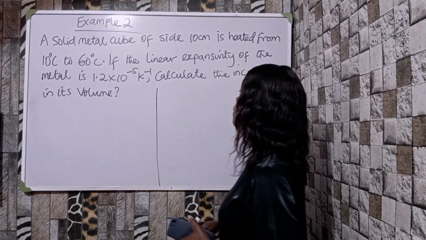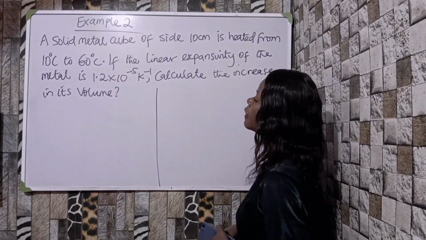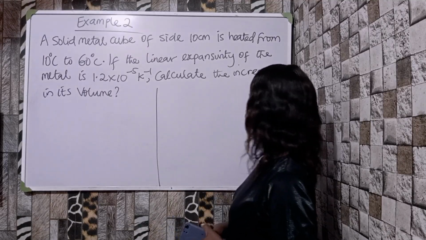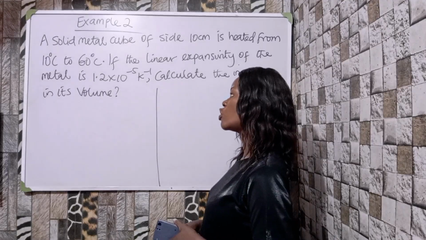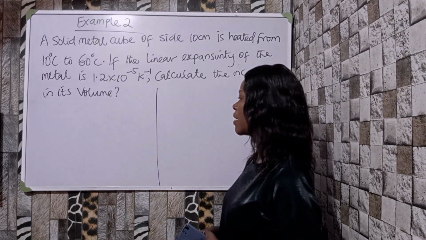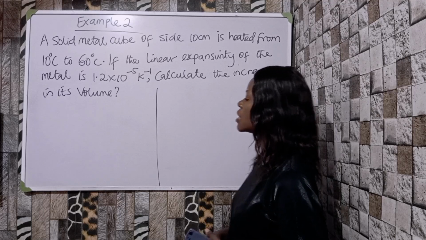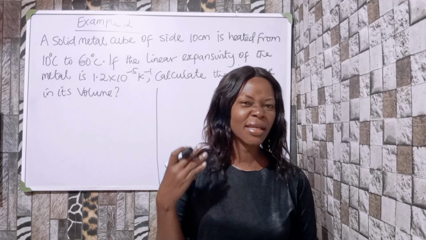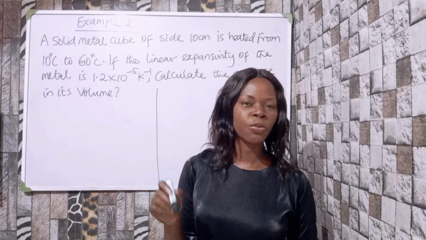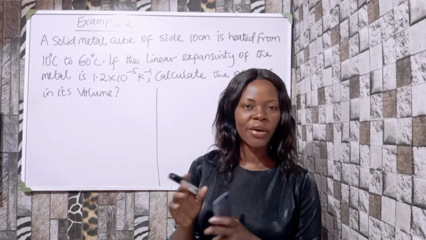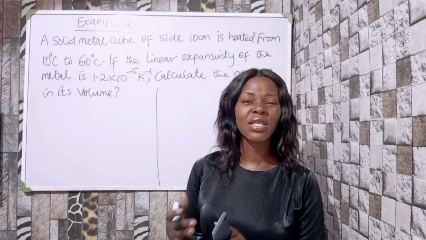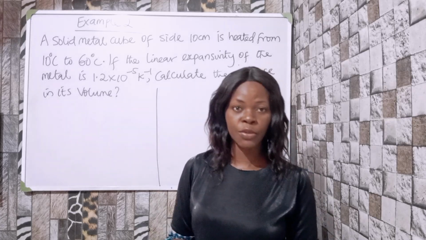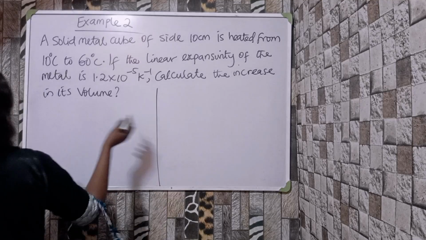A solid metal cube of side 10 centimeter is heated from 10 degrees Celsius to 60 degrees Celsius. If the linear expansivity of the metal is 1.2 times 10 raised to the power of minus 5 per Kelvin, calculate the increase in its volume. Now in this type of question we have a metal cube. Once you hear the word cube, what will come to your mind? A cube, all the sides are equal, so for us to get the volume, we multiply the length 3 times to get the first volume. So let's set our parameters.